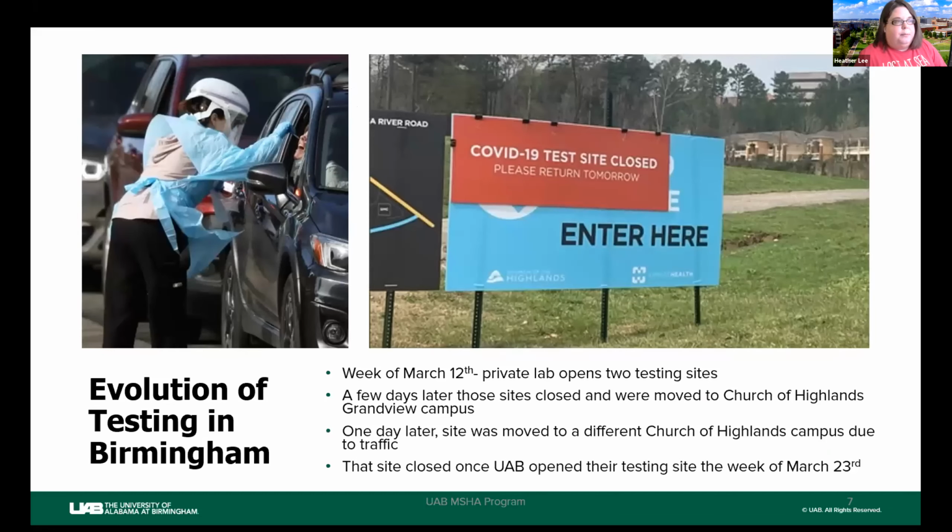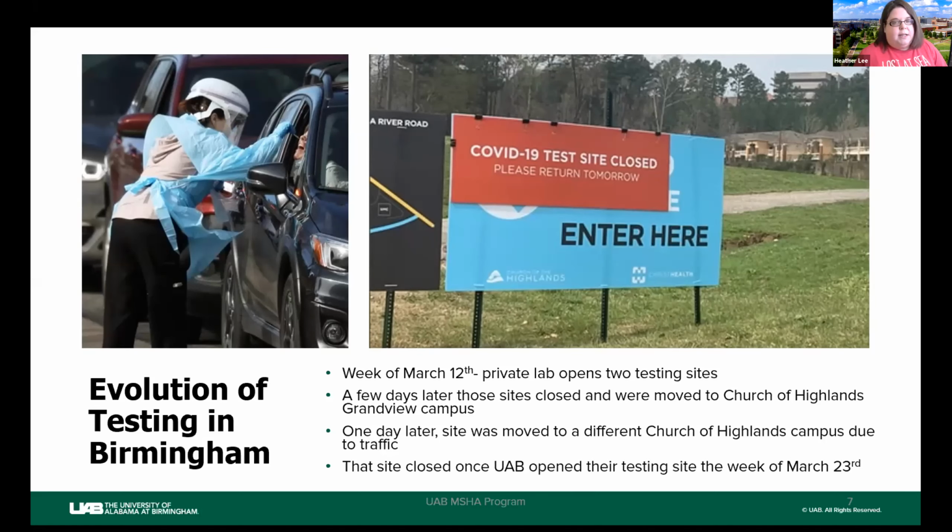So just to give you an idea of this evolution of testing in Birmingham, this is literally only a couple of weeks ago, so very timely. If you've been following the news here, the week of March 12th, we had 2 sites open, run by a private lab that had gotten permission from the CDC to do their own testing in their lab. You didn't have to have an appointment if you were just showing up.